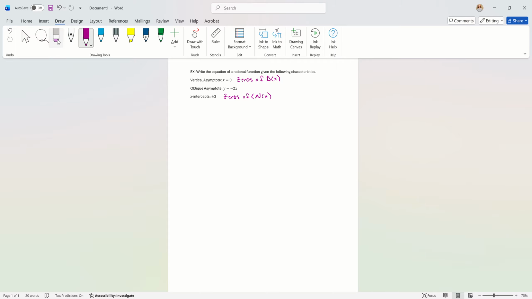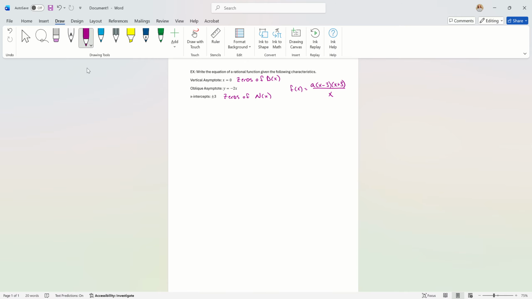So with that in mind, let's get a function started. For the numerator, the factors need to be x plus 3 and x minus 3. And for the denominator, we need just x. And then we should have some leading coefficient, which we have not yet identified.